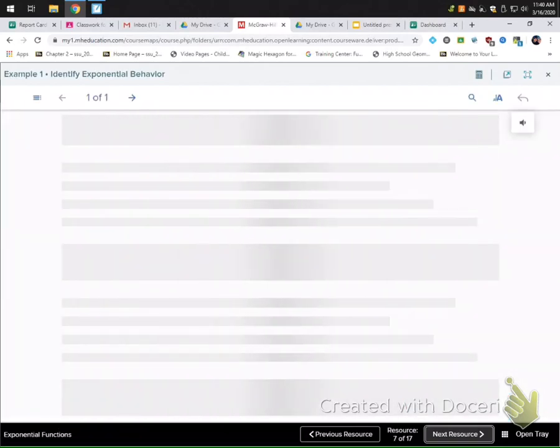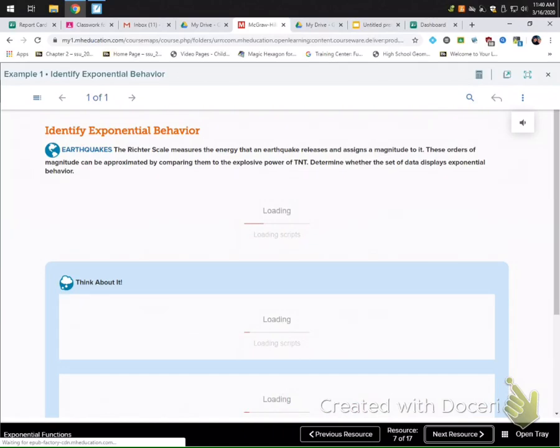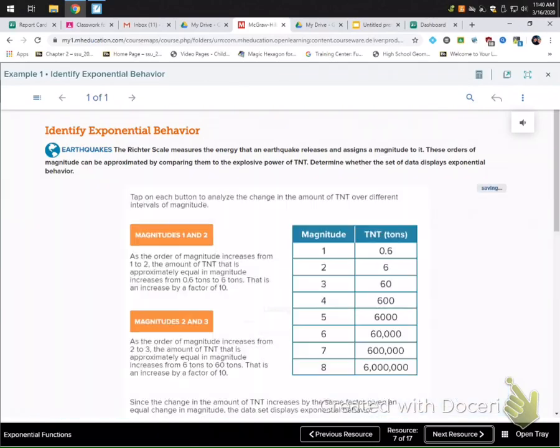So let's look at an example here together: identifying exponential behavior. This is, I do believe, in your book. It is on page 490, if you would like to fill it in as we go along. So, earthquakes, I find this very interesting. The Richter scale measures the energy that an earthquake releases and assigns a magnitude to it. These orders of magnitude can be approximated by comparing them to the explosive power of TNT. Determine whether the set of data displays exponential behavior.